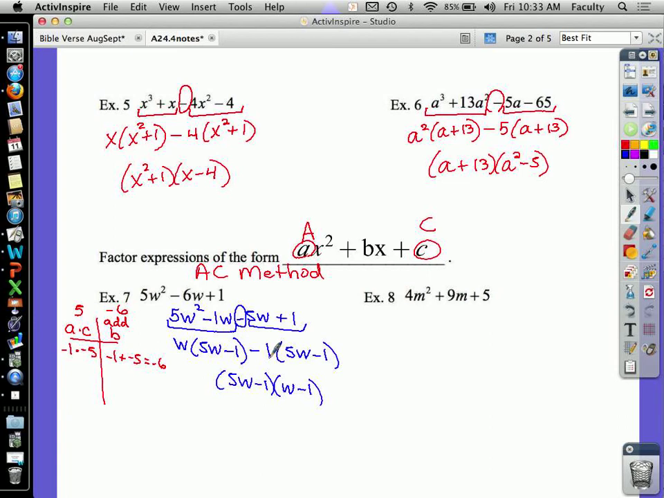So it's basically like what we did on our warm-up today, like x squared plus 9x plus 18, where we really are doing 1 times 18. Do you see that? It is the exact same thing.